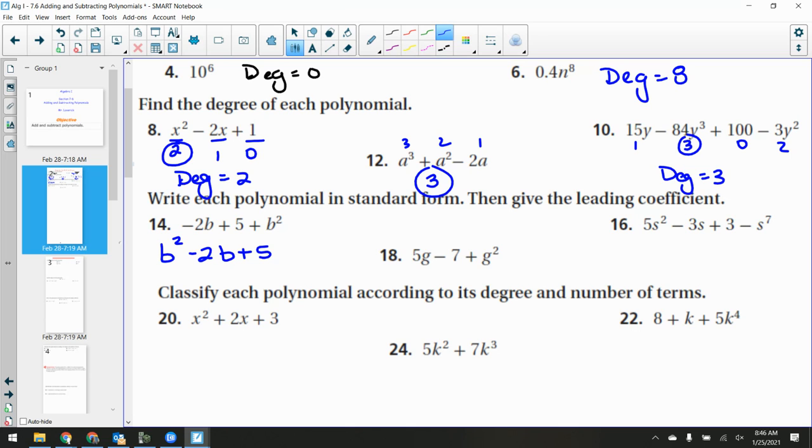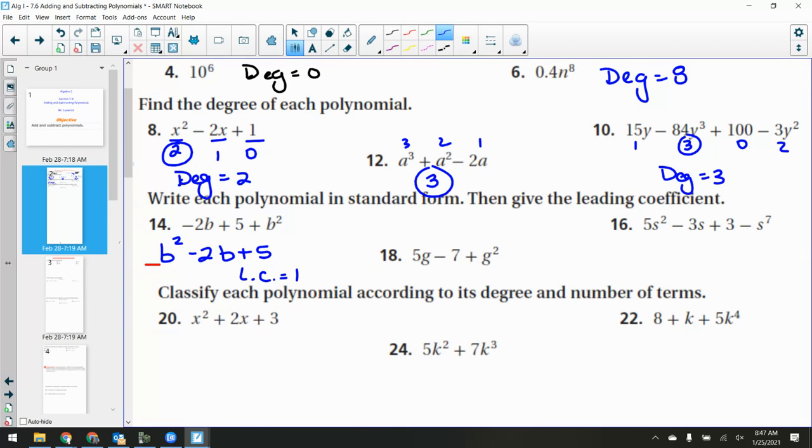Now, remember that leading coefficient is just the number all the way out front. So I would look out front and say, okay, what's the number right in front of b squared? 1. So my leading coefficient would just be 1.